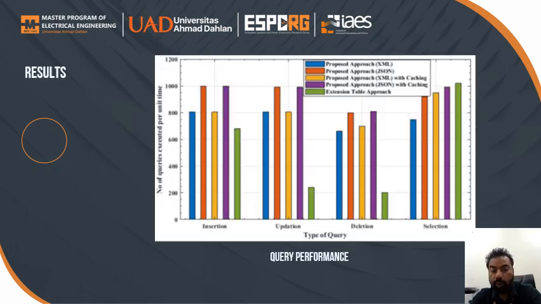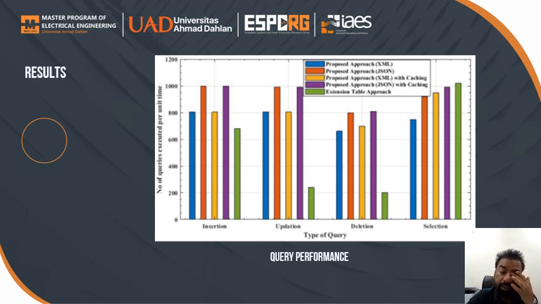When we did the query performance evaluation, specifically for insertion, updation, deletion, and selection queries, we applied this approach in different ways. First, we used this approach with XML and JSON, and then we also used the same XML and JSON approach with caching. And we compared this with the extension table approach.